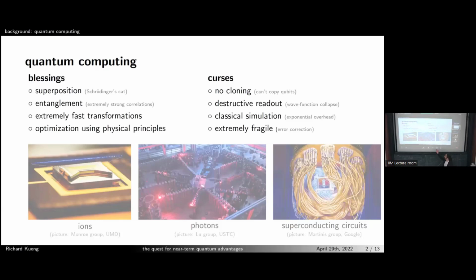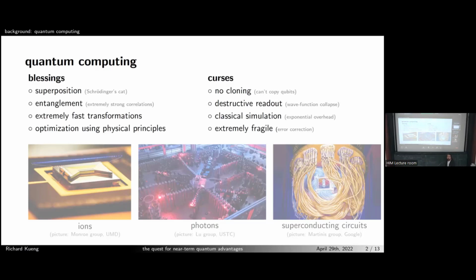So there are genuine quantum effects that you might have heard about, like superposition. Schrödinger's cat can be both dead and alive. I don't want to go into details. You can use the concept of entanglement, which is very strong correlations between two quantum particles, in order to do things that you couldn't do in a classical computing device.